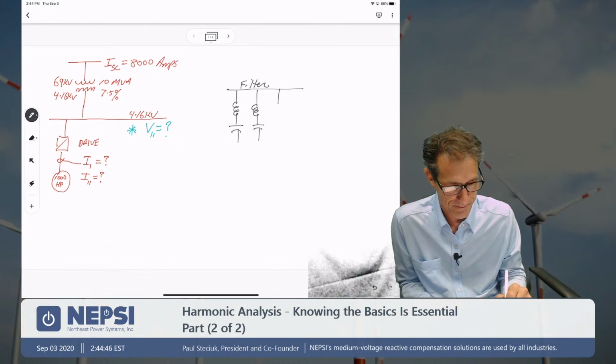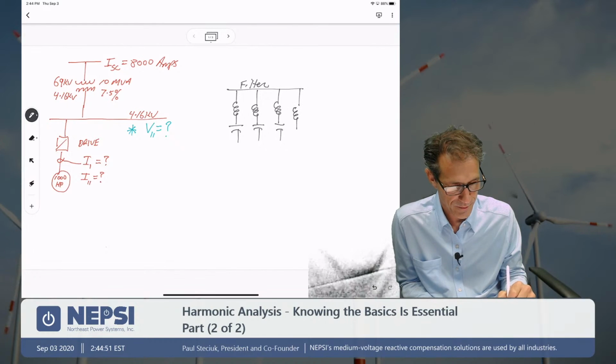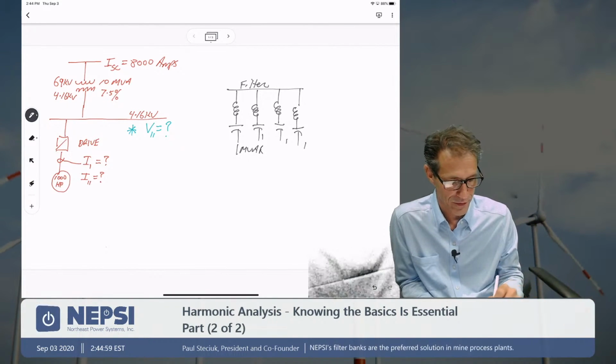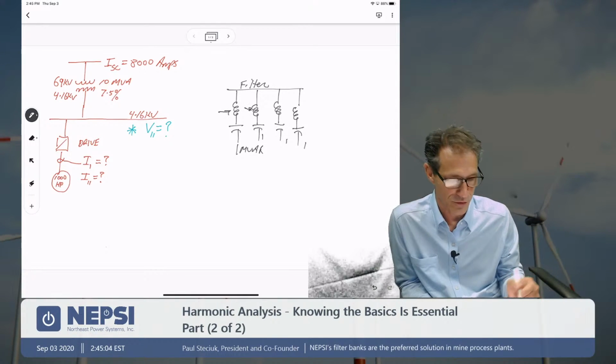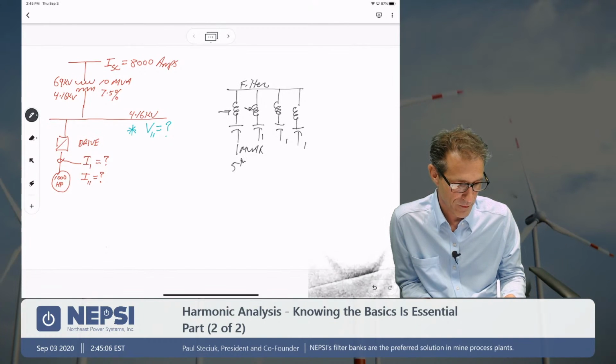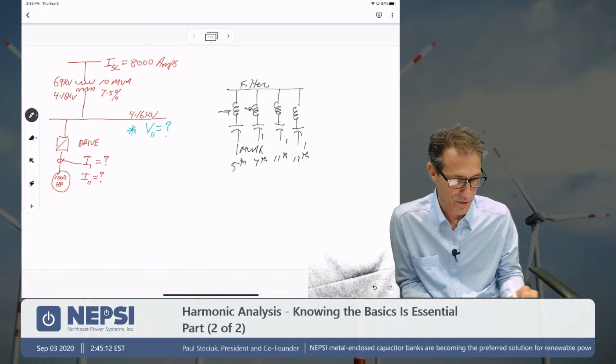So you've got the reactor and the capacitor like this. So there might be one MVAR, and then 1, 1, 1. So it'll be a total of 4 MVARs here. Each of these reactors is going to have a different impedance associated with it. So it might be a 5th, a 7th, 11th, and then a 13th harmonic filter here. So this is how it would look.